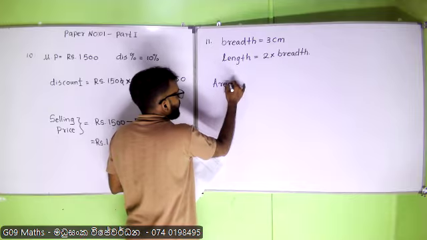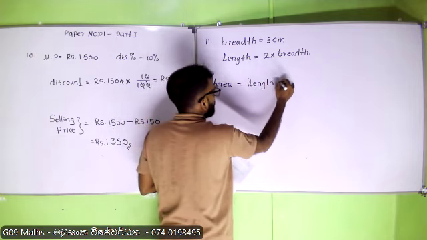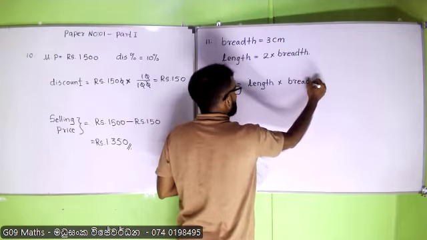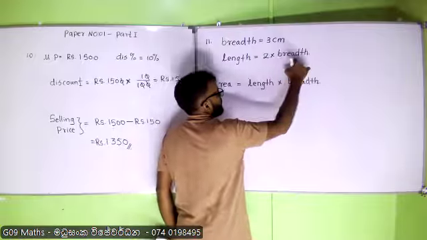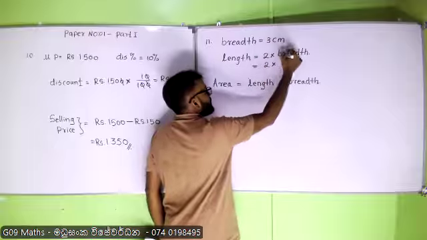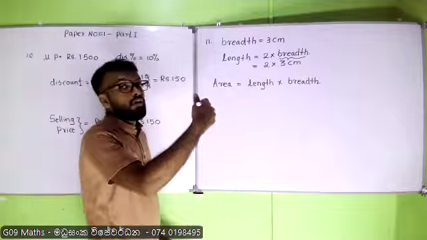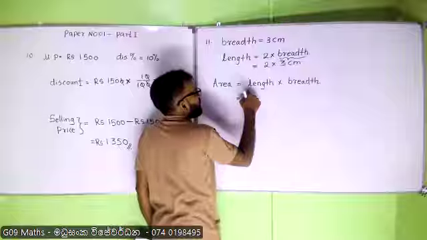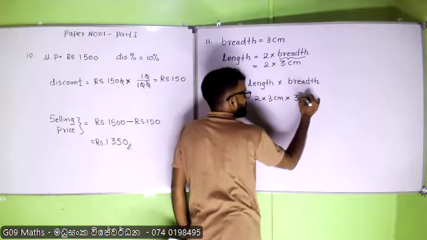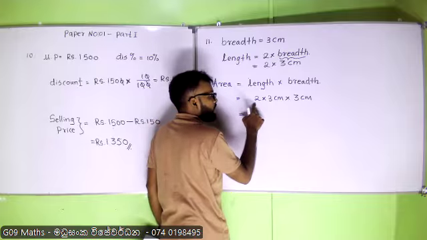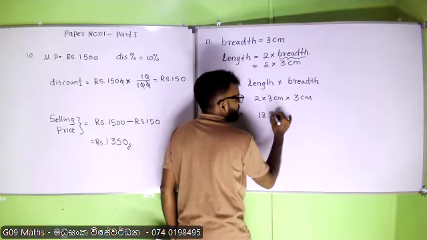Area of the rectangle can be written as length into breadth, length multiplied by breadth. Here length we have found is 2 times breadth, that means 2 times 3 centimeters, multiplied by breadth, which is 3 centimeters. So finally 2 times 3, 6. 6 times 3, 18. Centimeter into centimeter, square centimeter.